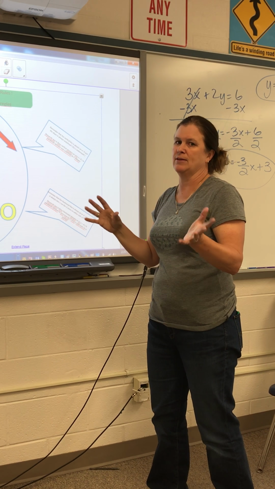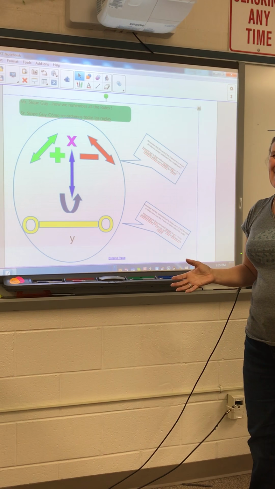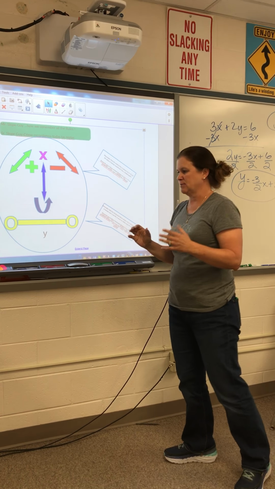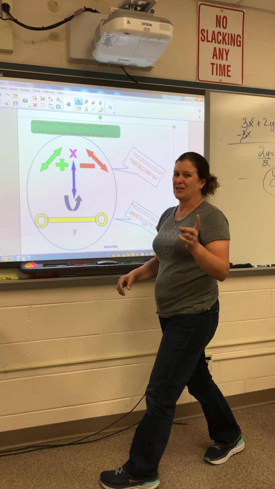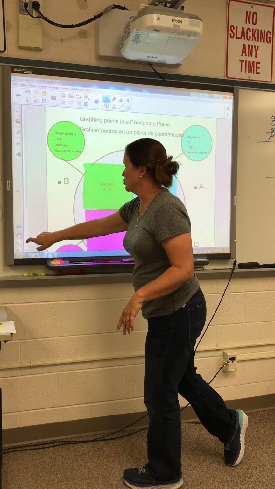It's a huge unit that takes a long time to explain to them. I have about 95% Spanish speakers, so I do both English and Spanish. Because most of my kids that are not Spanish speakers have learned English in their country. Then we go to graphing lines.